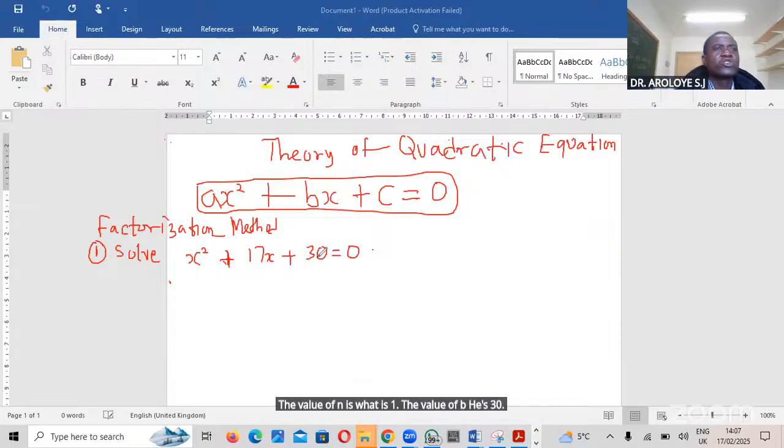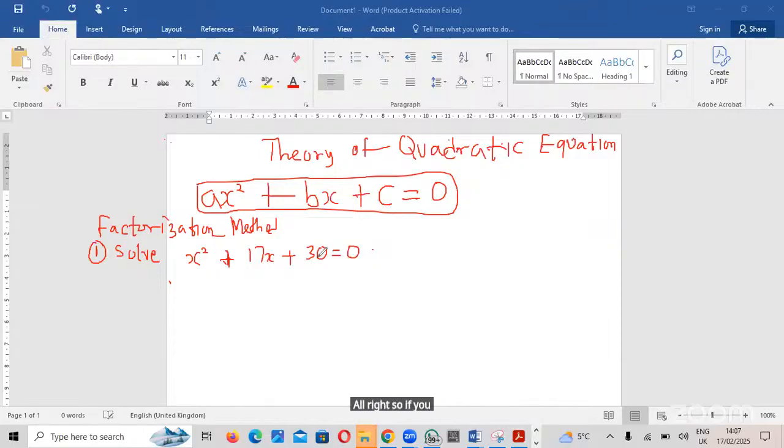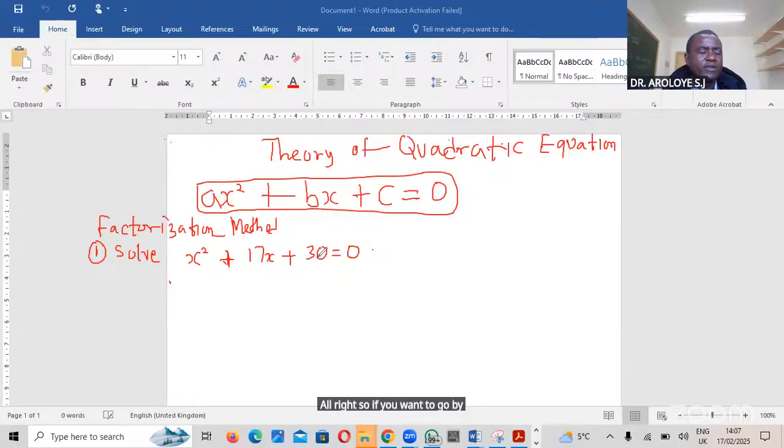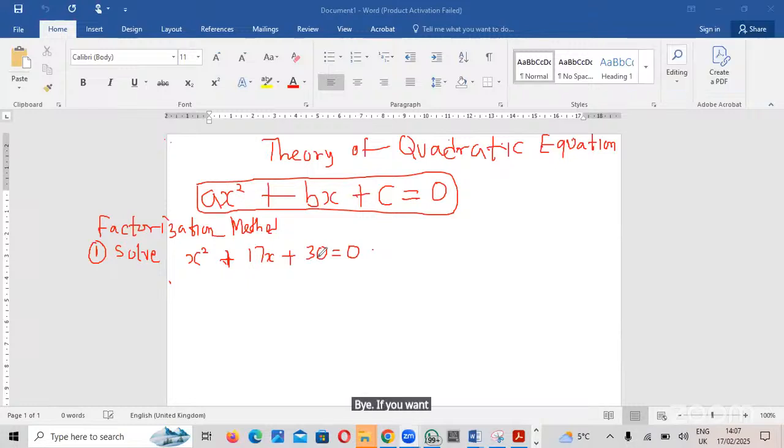If you want to go by the factorization method, the first thing to do is to say 1 multiplied by 30 gives us 30. Jot it somewhere. Then we now think of two numbers.